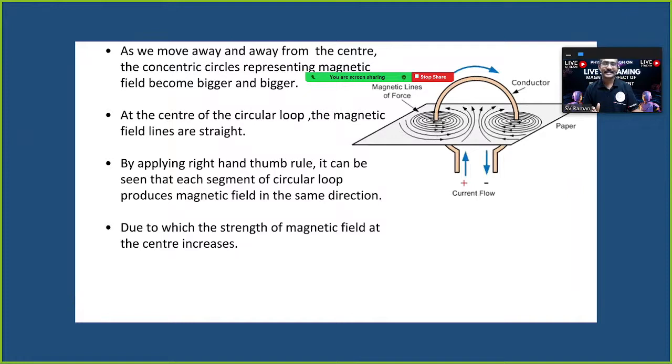Current carrying conductor in a loop line. Here, initially we have taken a straight line. Current is flowing from one direction. So we applied Maxwell right hand thumb rule. Thumb finger along the current direction, remaining four fingers we folded. We identified magnetic field direction.